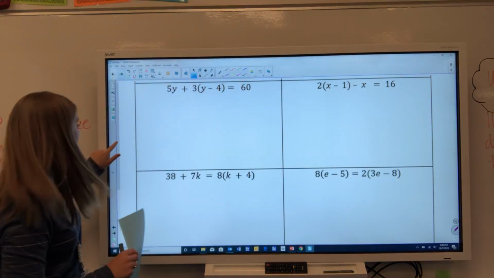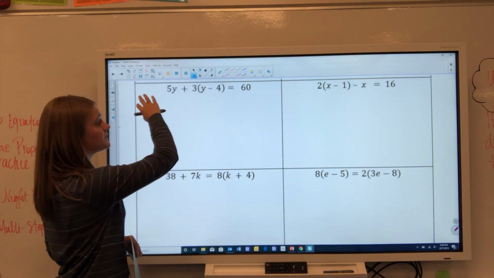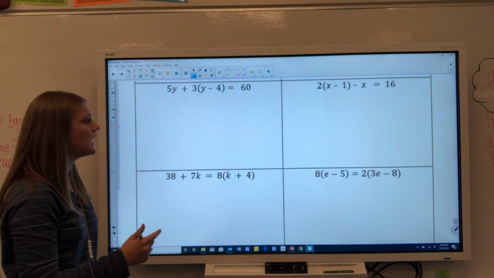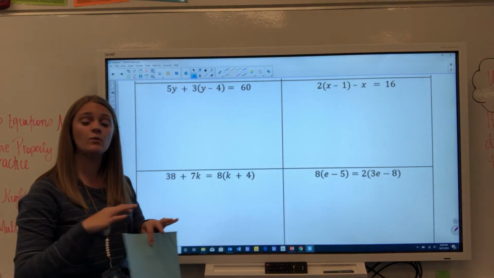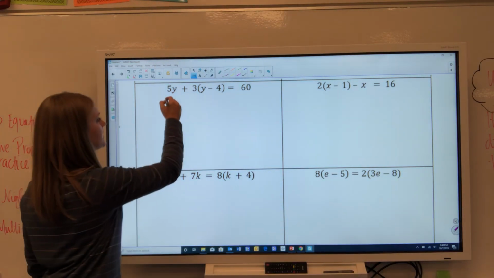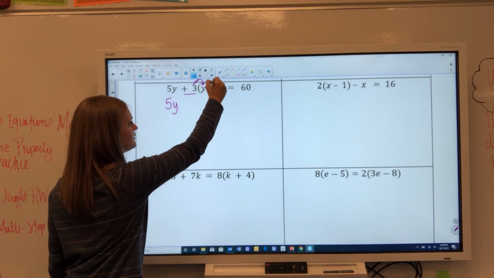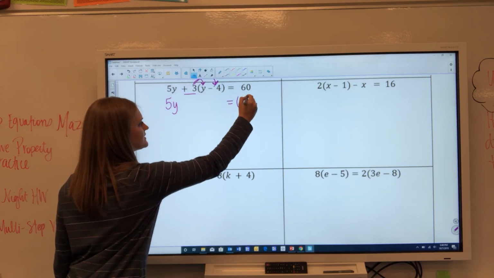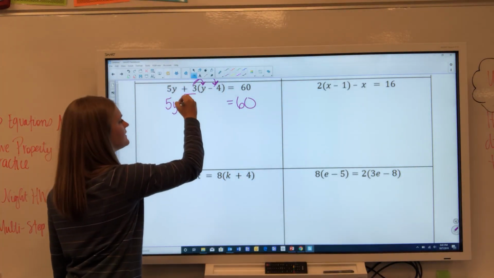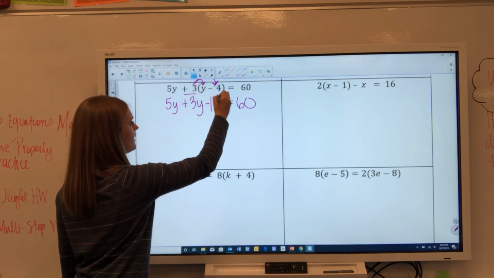All right, this one we have a lot more going on. So, like we said, we have 2 sides. We have some combining we need to do. We have distributive property we need to do. Distributive property comes first. I like to carry down anything that will not be affected by the distributive property. That way I can make sure to carry it down. So I'm going to carry down my 5y. This plus 3 is going to get distributed, so I'm going to leave it blank there. And I'm going to carry down my equals 60. I'm going to distribute 3 times y. That's a positive 3y. Positive 3 times -4 is a -12.